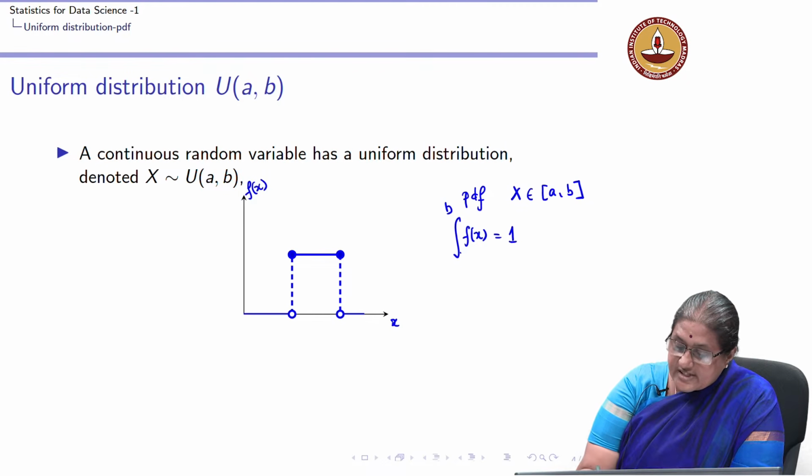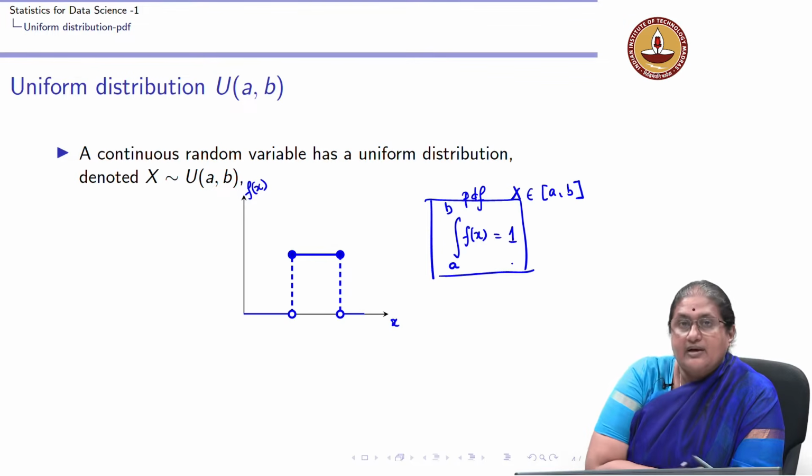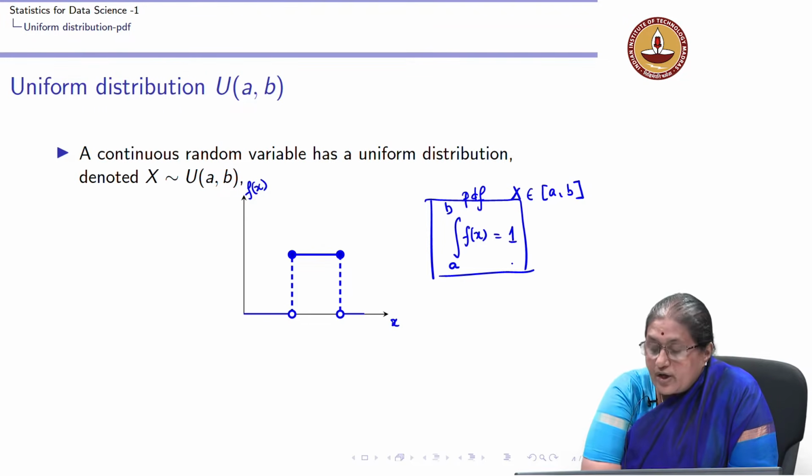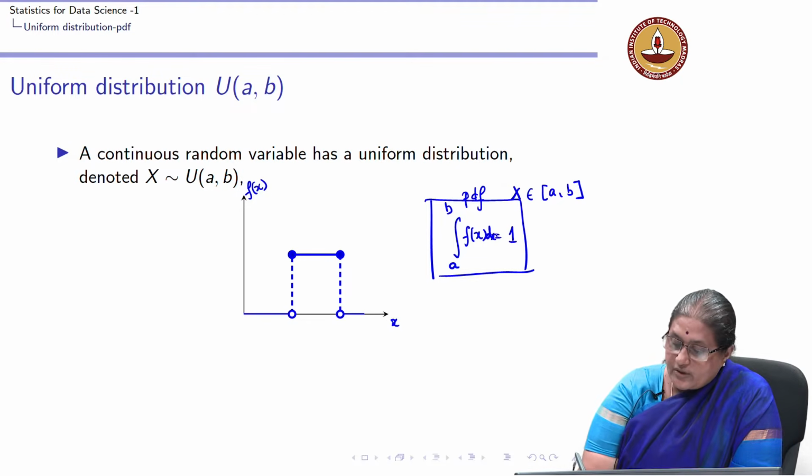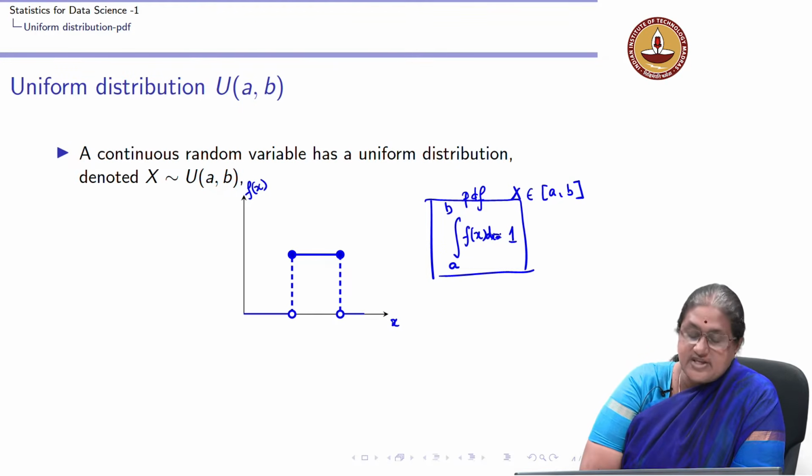So, now this is a very important property that the probability of x belonging to that interval is going to be equal to 1 and hence the integral from a to b of f of x dx should be equal to 1. This is what we discussed last time.